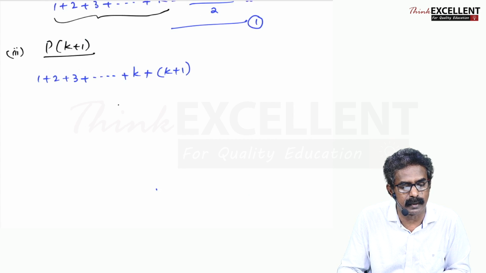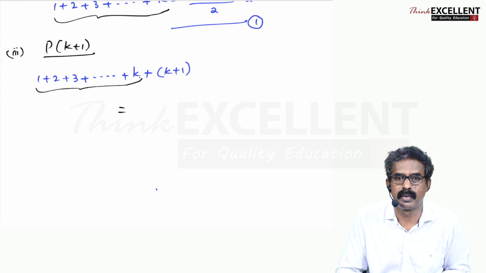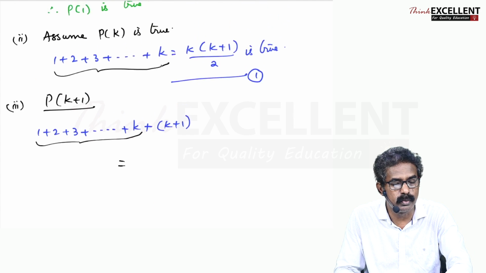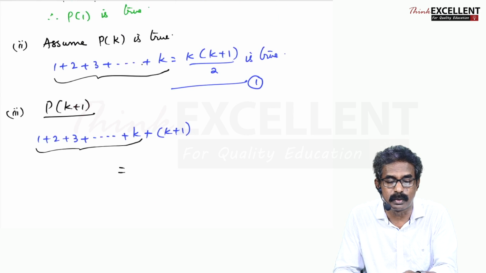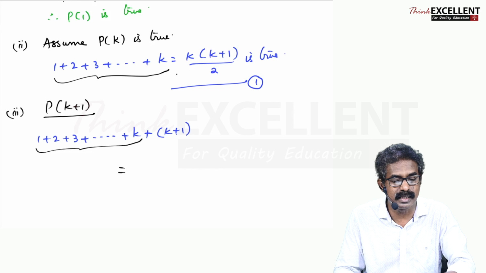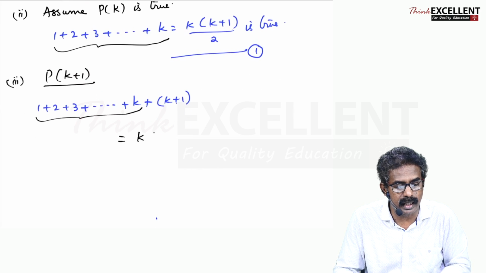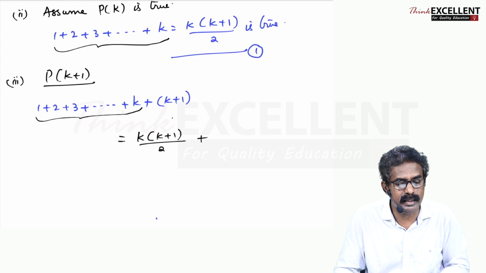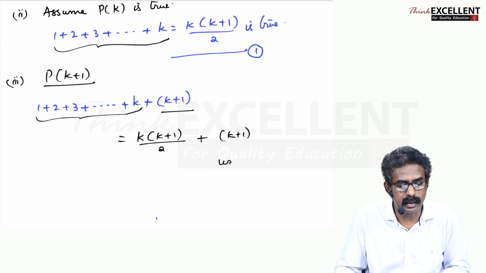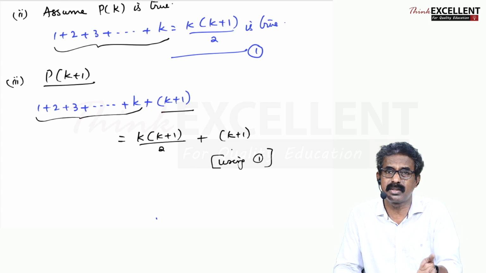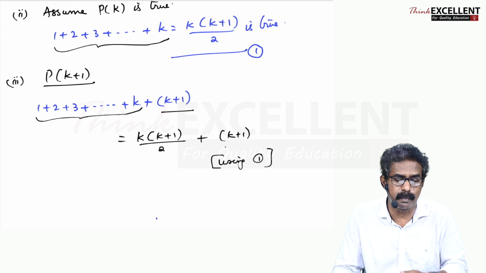I'll explain. Please listen. This is equal to, from here up to k, we assumed some answer, right? In the second step, equation number 1, 1 plus 2 plus etc. up to k, we assumed its answer as k into k plus 1 by 2. So k into k plus 1 by 2, plus one extra term. What's the next extra term? k plus 1. Using the result number 1, because you can use it, because we assumed it is true. Using that only we are going to prove P of k plus 1.